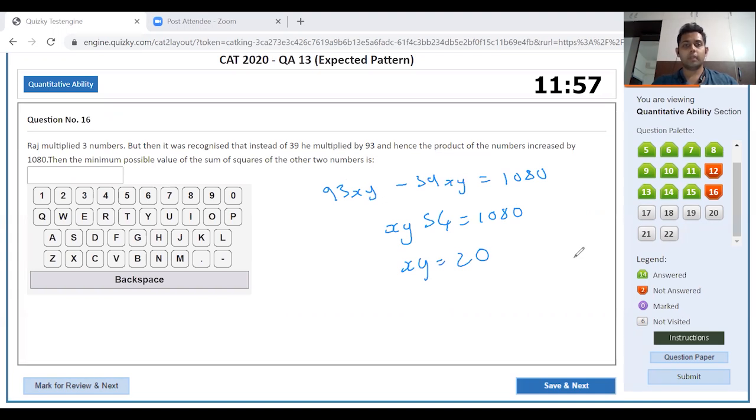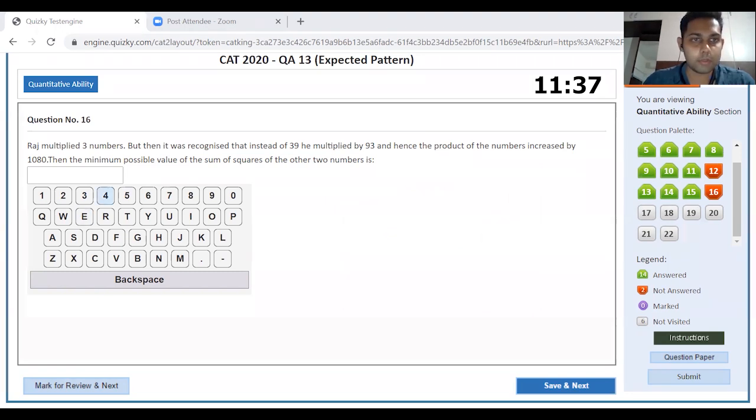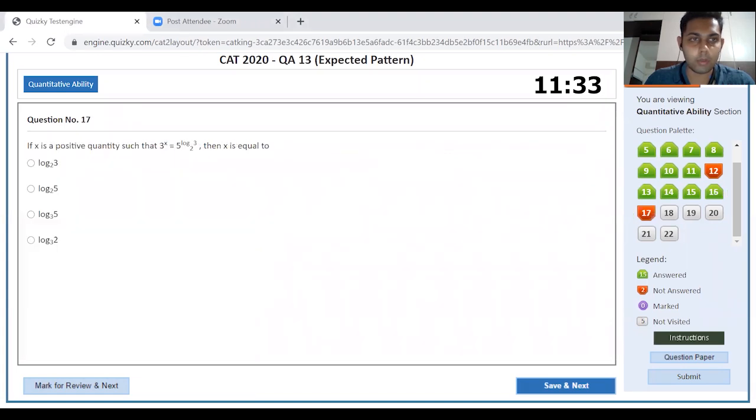The minimum possible value of the sum of the squares of the other two numbers. Since nothing is mentioned, I can just take root 20 into root 20, which is 20. So sum of squares will be 20 plus 20 is equal to 40. Making it common gives us the minima. If you can make it a square root, the squares will automatically be common.